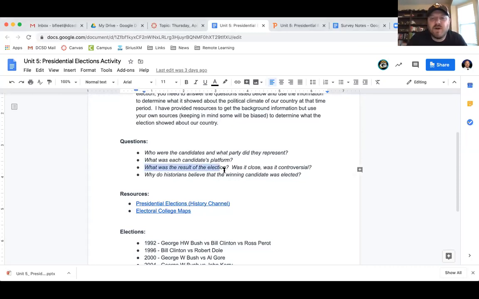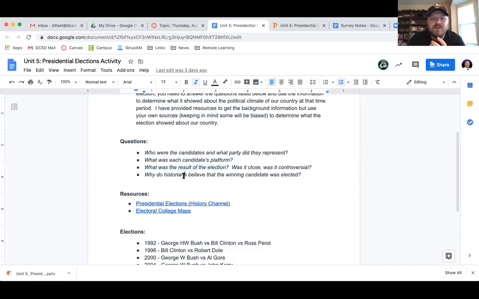What was the result of the election? Was it close? Was it controversial? So that's where you can go into those electoral college maps. You can go and look up the election online. Some of those are going to be close. 92's close. 2000's close. 2016's close. Those are going to be your close ones.